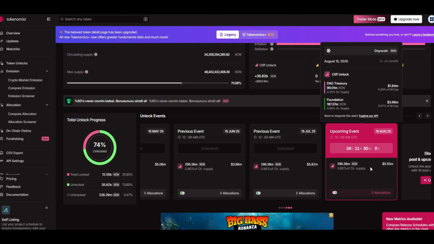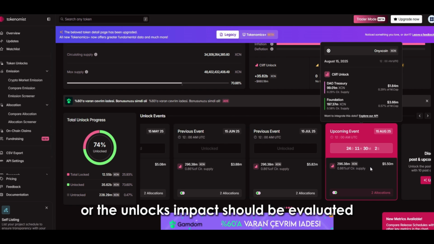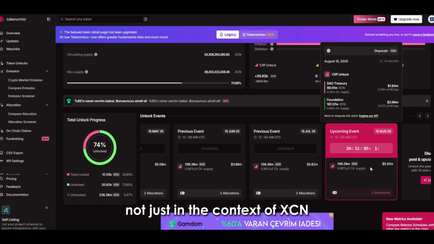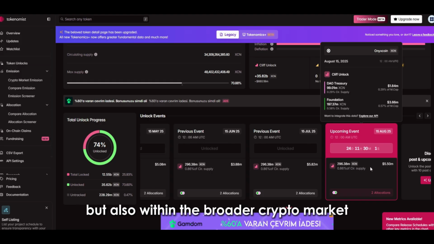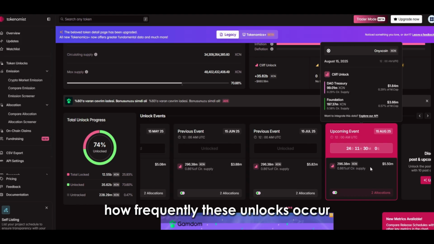The overall market conditions in the month of the unlock will also be a significant factor. For example, if Bitcoin and Ethereum are in an uptrend during that period, interest in altcoins tends to increase, and the impact of the unlock may be softened. On the other hand, if the market is generally in a downtrend when the XCN unlock occurs, investors may perceive it more negatively, and selling pressure could be triggered more quickly. Therefore, the unlock's impact should be evaluated not just in the context of XCN, but also within the broader crypto market.